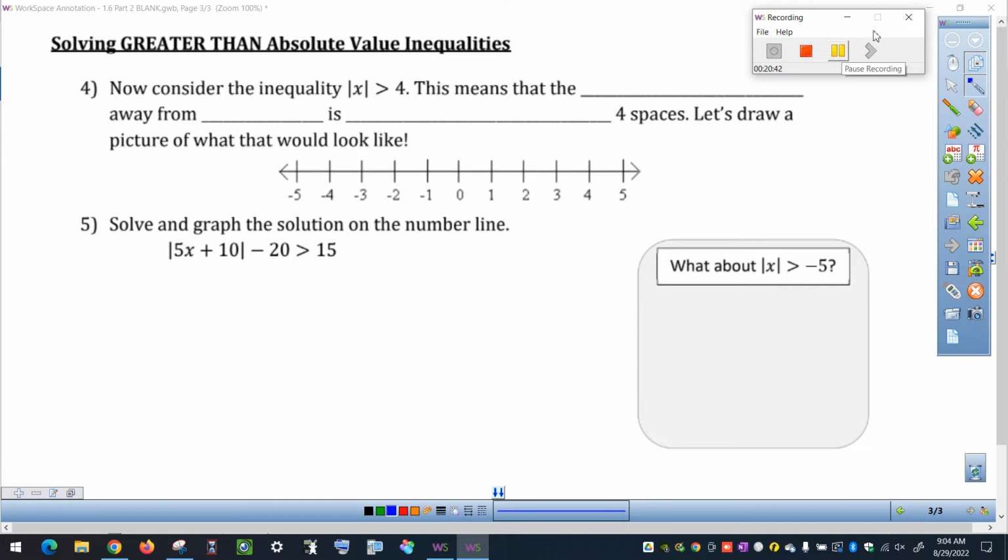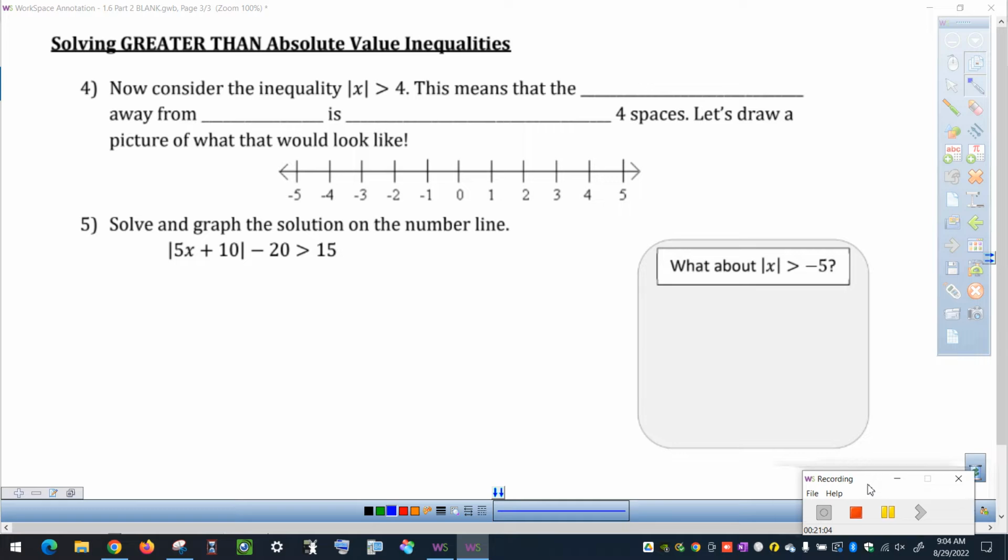The last piece that we have to look at is a greater than absolute value inequality. So there's going to be a lot of similarities here, but the difference is that the original symbol in the problem, like here or down there, is greater than instead of less than. Okay, so let's start with a simple one. If we have something like the absolute value of x is greater than 4, what that actually means is that the value that x is has a distance away from 0 that is greater than 4 spaces away.